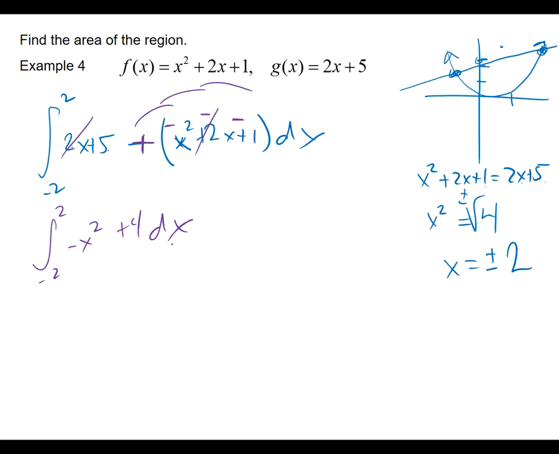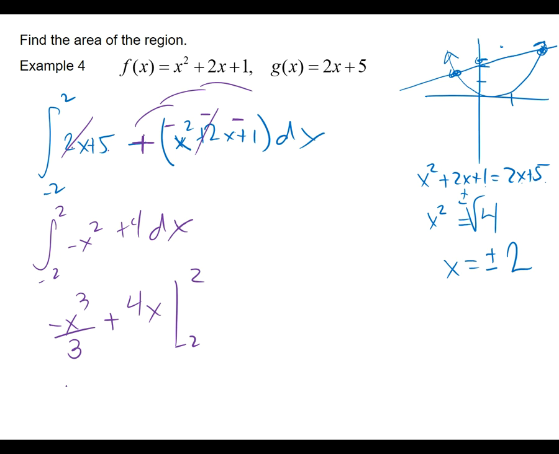All right, we're going to integrate it. And again, the integration step is usually the easy part. It's the algebra pieces that are usually more difficult, where the mistakes are made. So negative x to the third over 3, good, plus 4x, going from negative 2 to 2.